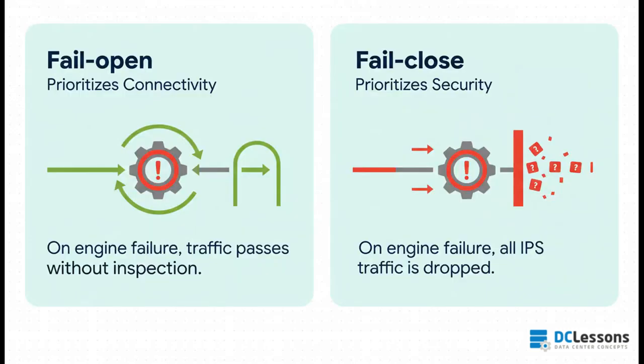This is another one of those really critical design choices. What happens if the Snort engine itself runs into a problem? The default setting is fail open, which puts network uptime first. Traffic keeps flowing, it just doesn't get inspected. The opposite is fail close, which puts security above all else, dropping all traffic to make sure nothing uninspected ever gets through. The right answer here really depends on your organization's risk tolerance.